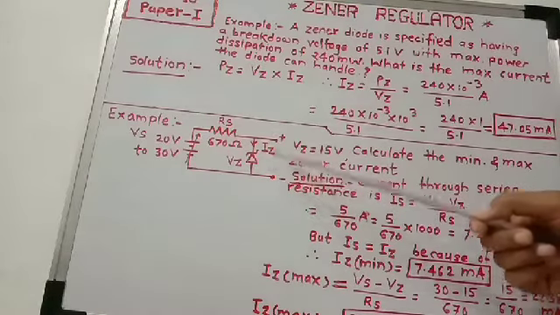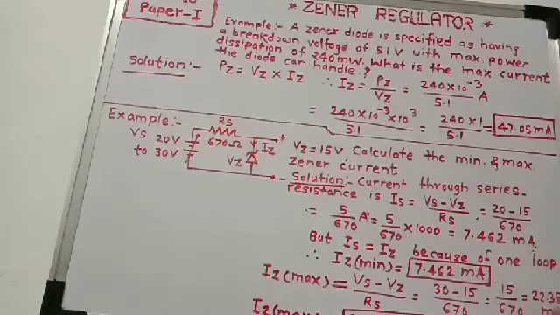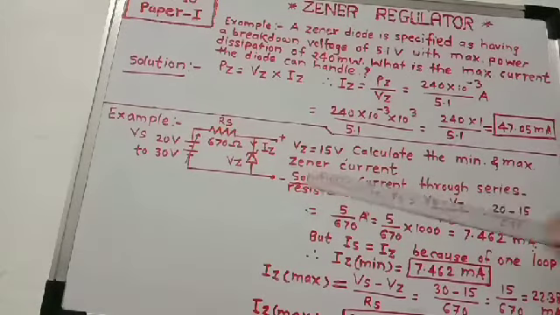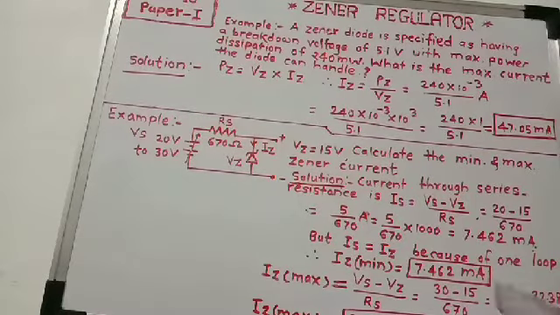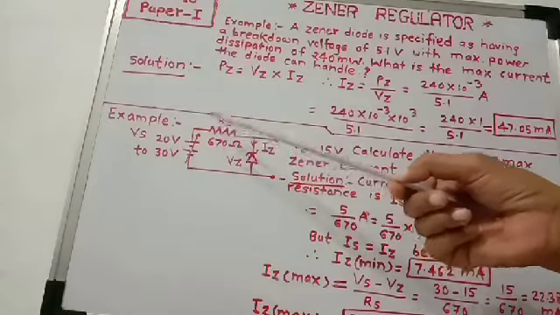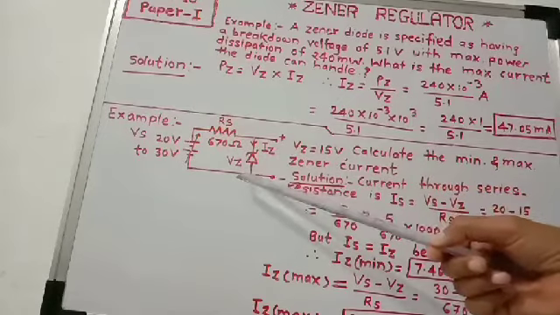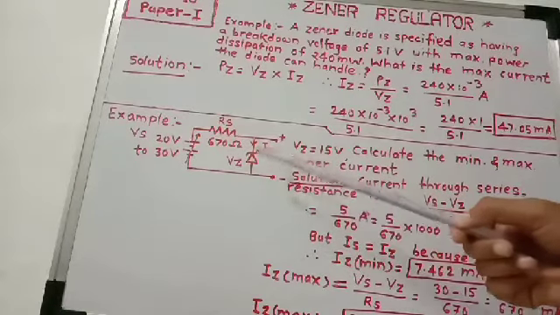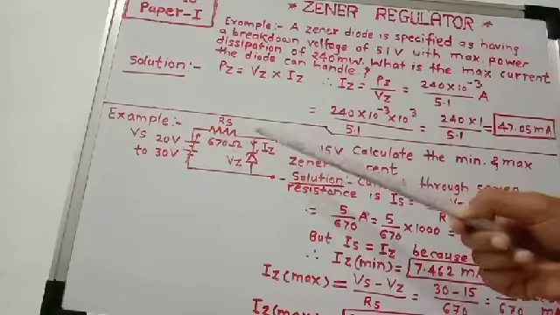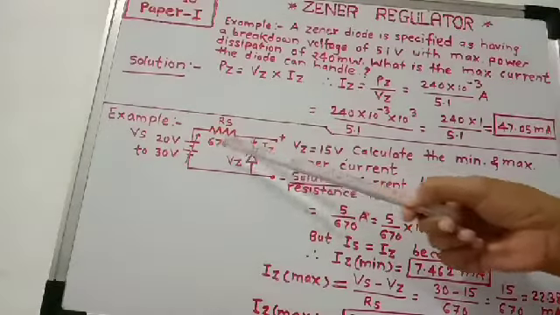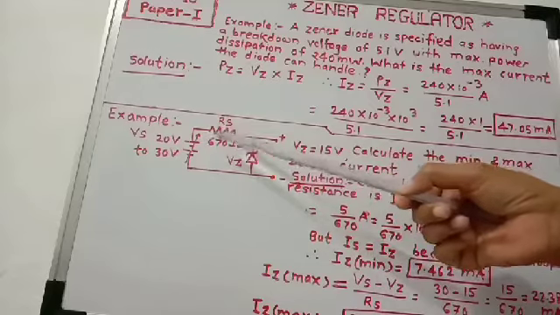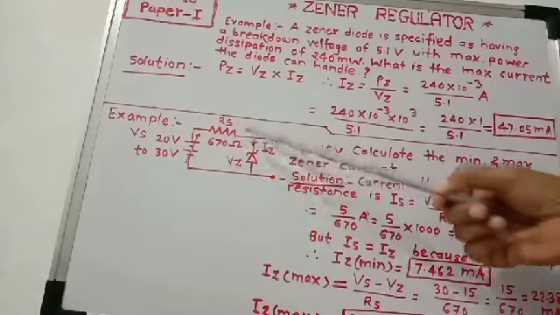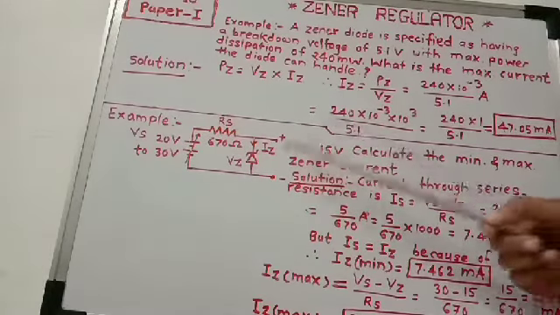Here in this circuit, load resistance is not connected. There is a single loop. Only one loop is there. So the current through RS is equal to current through Zener diode, that is IS is equal to IZ, because there is only one loop. IS, that is current through RS, is equal to current through Zener, that is IZ.